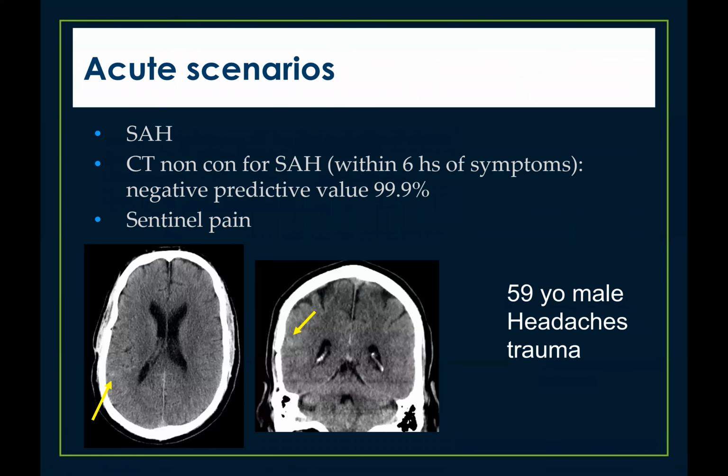So let's go over some imaging. In the acute scenarios, we have subarachnoid hemorrhage, and the ideal imaging modality, CT without contrast. It has a very high negative predictive value. We know that acute blood is hyperdense on CT, and even small amounts may be detected on CT without contrast. Over time, it gets isodense and hypodense and also washes out, so it decreases the sensitivity.